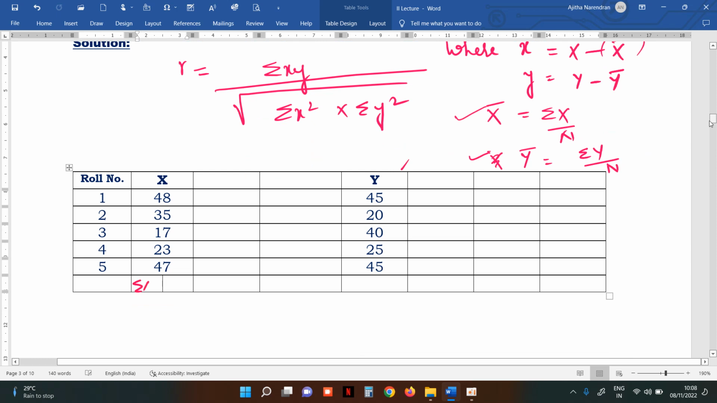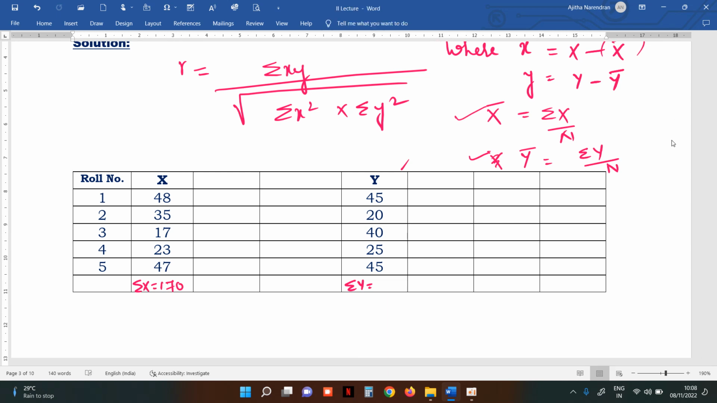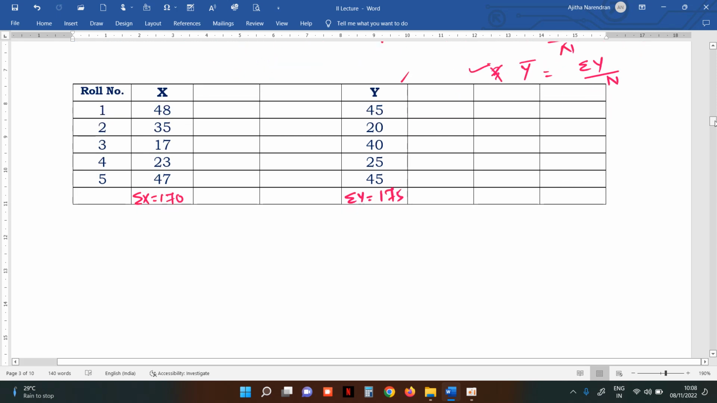First of all, find out the summation of x and the summation of y. Just total the values of x and total the values of y. When you total the values of summation of x, it is 170, and summation of y is 175. We can write it down. That is just for your explanation.